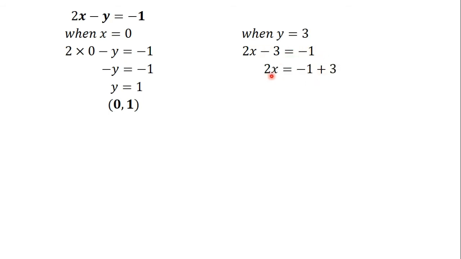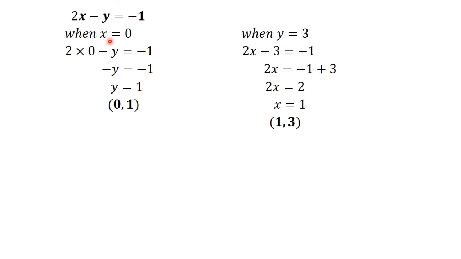This will give us 2x is equal to minus 1 plus 3. 2x will be equal to 2. If 2x is equal to 2, you divide both sides by 2 and x will give you 1. So for that one too, we have the x coordinate to be 1 and the y coordinate to be 3. So for this equation too, I have found 2 points that fall on the line.